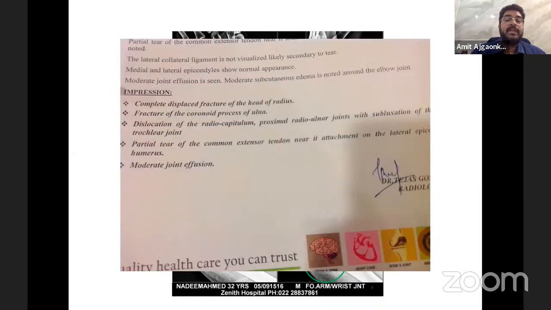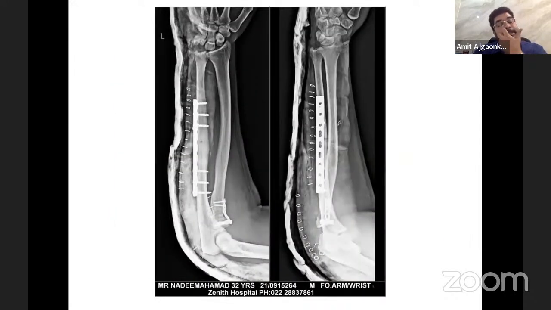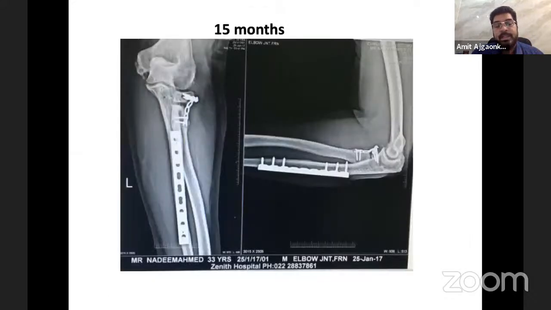What we did is we went down from the lateral side first. We fixed the anterior capsule. We put a plate on this ulna over here. And then we went on the lateral side and did this radial head. Look how we have bent, we have contoured the radial plate. We went down on the lateral side. This was a suture on the medial side.